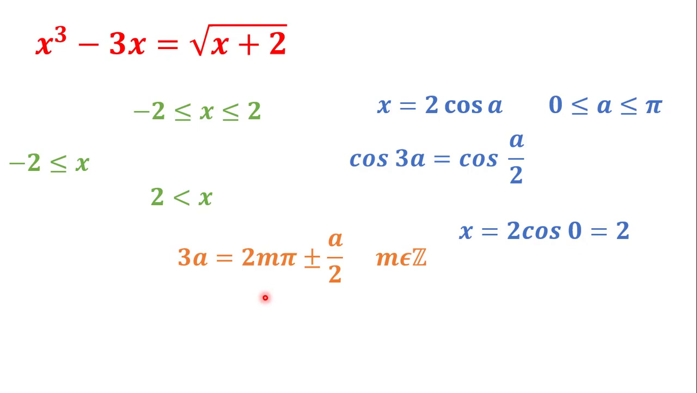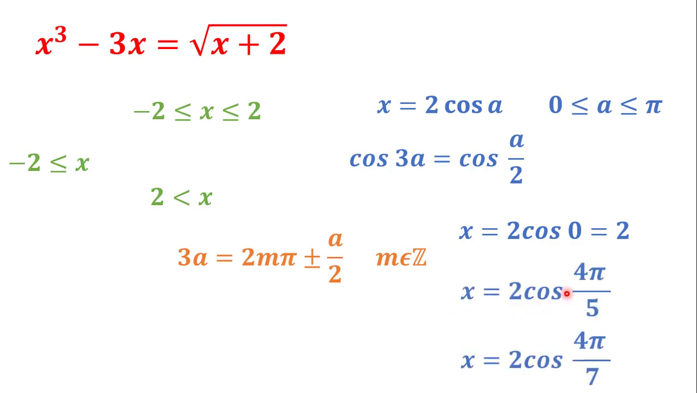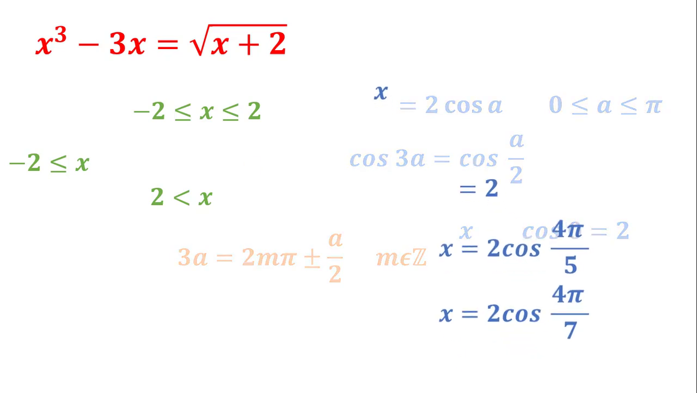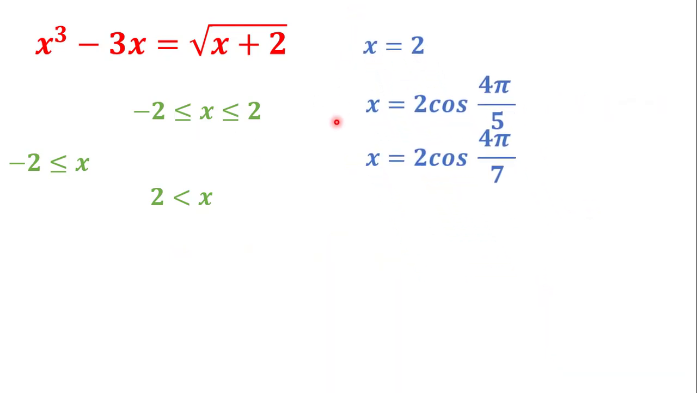In the next step, we can replace m by another integer. We put m equals 1. So we're going to get 3 times a equals 2 pi plus or minus a over 2, and we're going to get two values for a: 4 pi over 7 and 4 pi over 5. So we're going to get x equals 2 cosine 4 pi over 5, and x equals 2 times cosine 4 pi over 7. So we can say for this range we have three solutions.